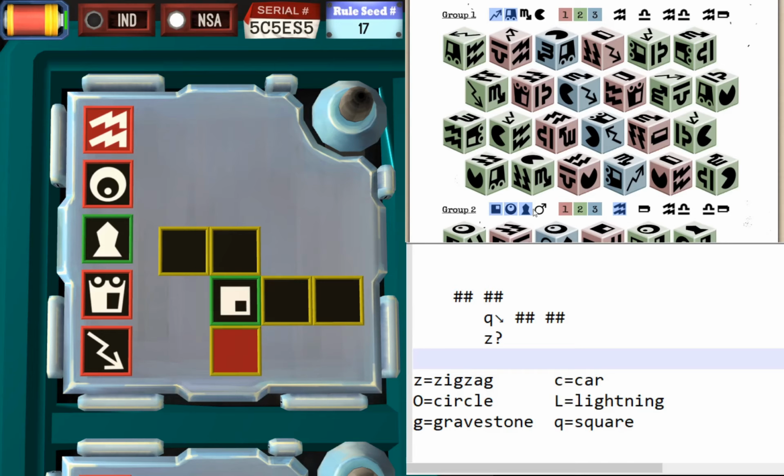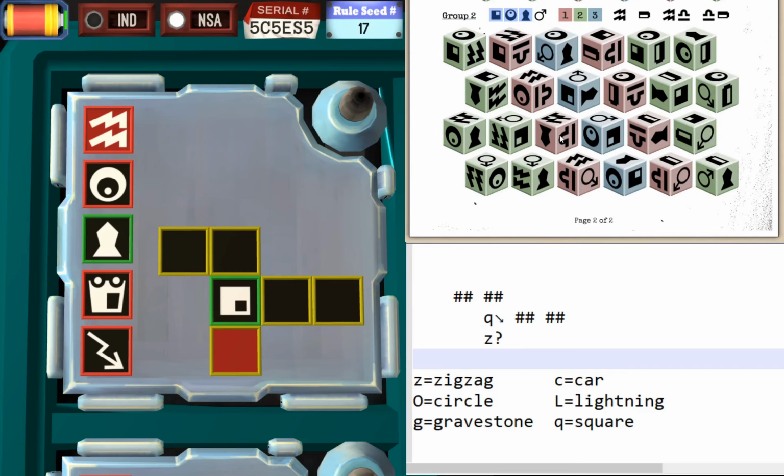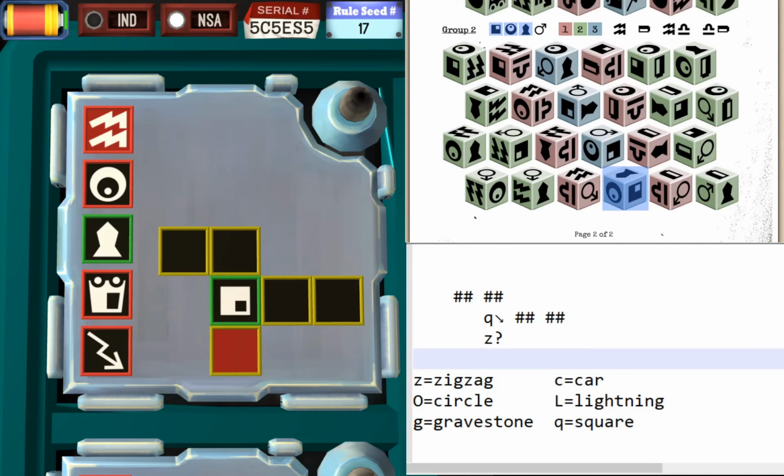So clearly we have 3 symbols down here already, so I'm going to move this one up here, so we have 3 on each side. And then over here, we're going to find this cube, which is the one that has those 3 symbols, and then down here, it is going to be this cube that has all 3 of those symbols.